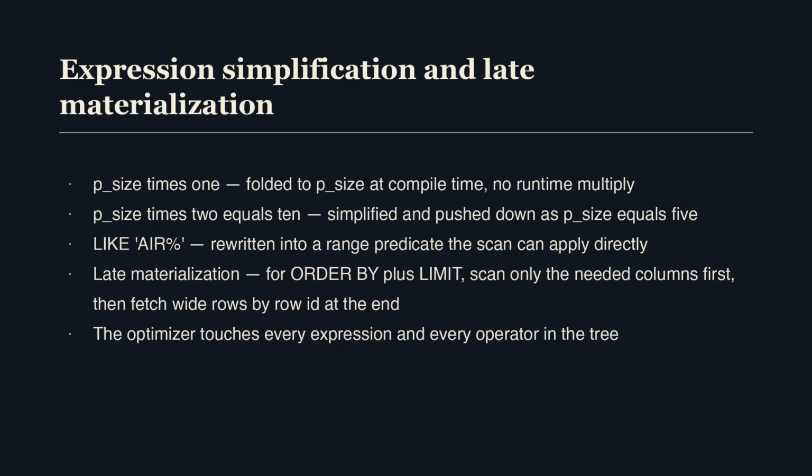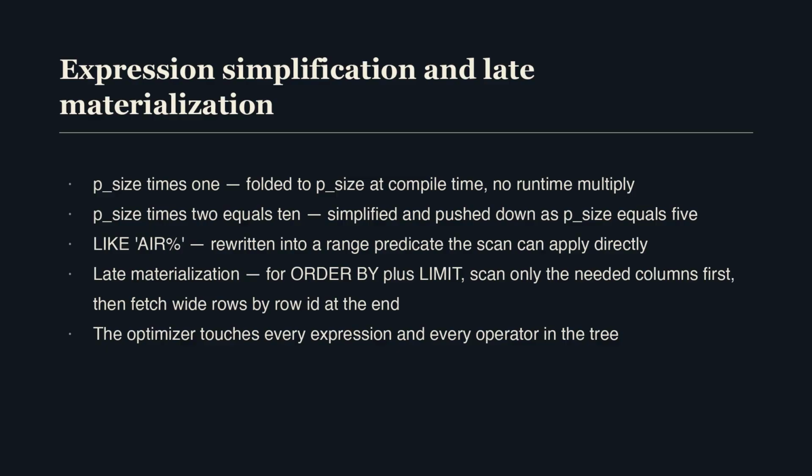2 more rewrites that show up everywhere. Expression simplification touches every scalar expression in the tree. Multiply a column by 1, and the optimizer folds it away. No runtime multiply. Write column times 2 equals 10, and the optimizer rewrites it as column equals 5 and pushes it into the scan. Use LIKE with a prefix pattern like 'AIR%', and the optimizer rewrites it as a range predicate the scan can apply directly without invoking the LIKE engine. None of this changes results. All of it removes work.